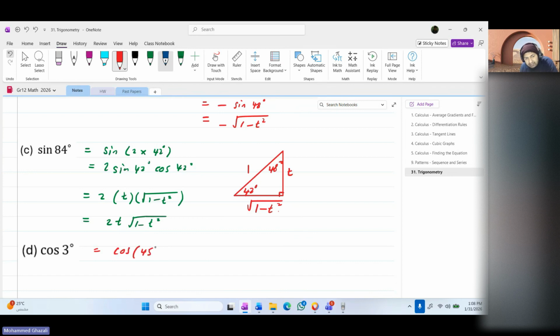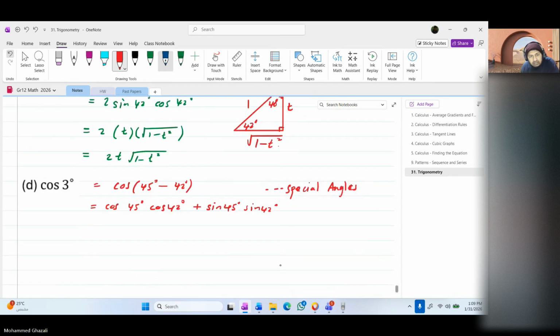Cos of 45 minus 42. 45 minus 42. Yes, that works. 45 degrees is a special angle, 42 is the angles of the triangle. So what I use here, it was special angles. Right, now we can solve the problem. That is cos 45, cos 42 plus sine 45, sine 42. Right, so great. Cos 45 is 1 over root 2.